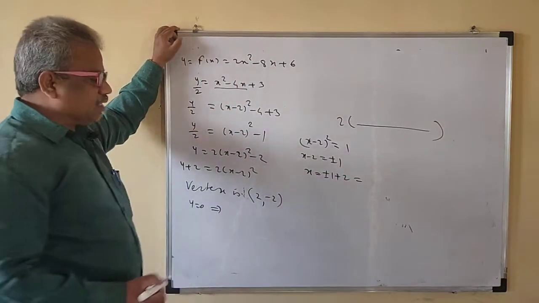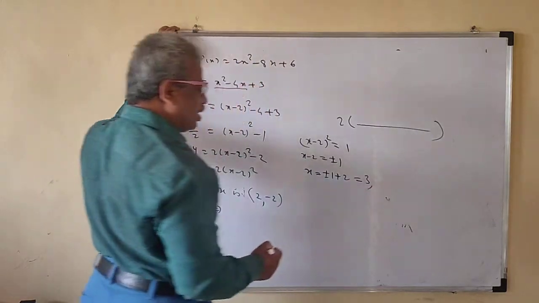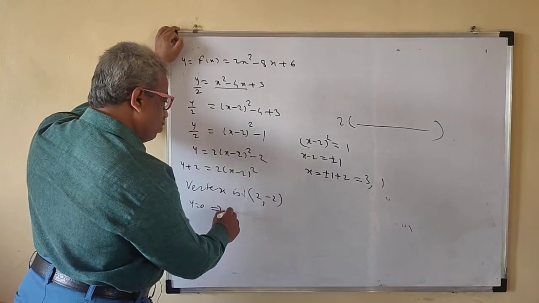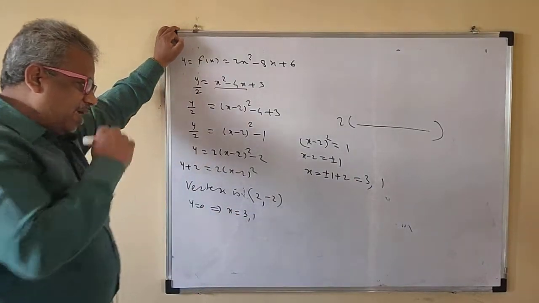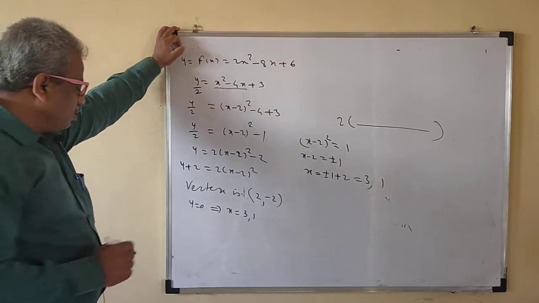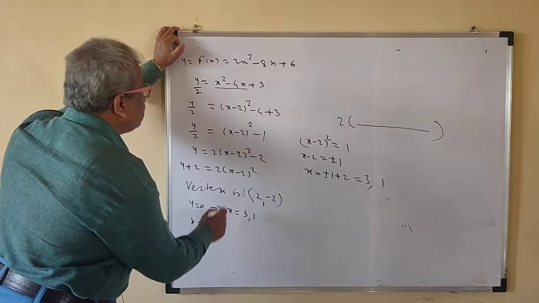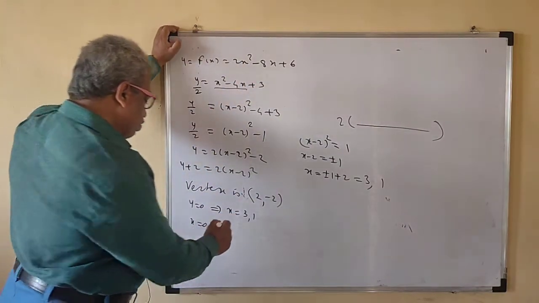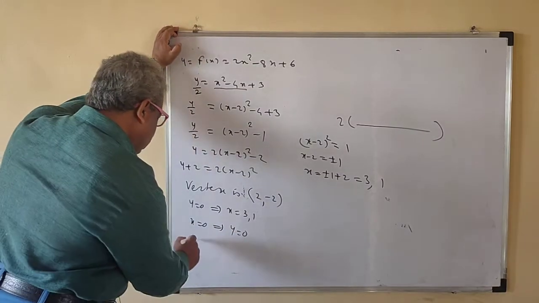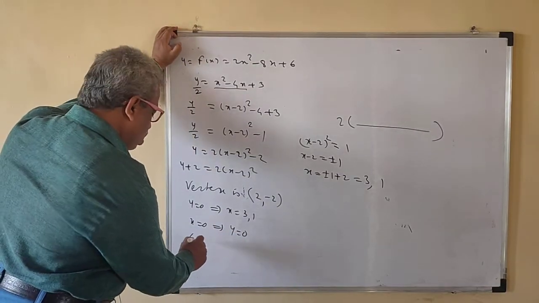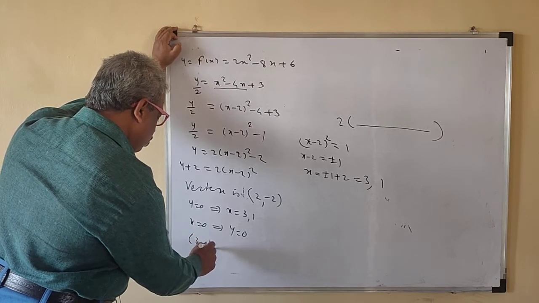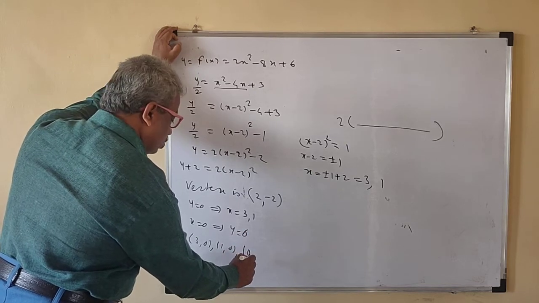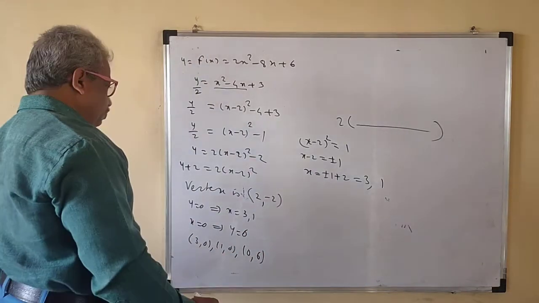If you take the plus sign, then this will be 3. And if you take the minus sign, then it will be 1. So that means x is equal to 3, 1. Now if x is equal to 0, you can put it directly here, and y is equal to 6. That means this graph is passing through (3, 0), (1, 0), and (0, 6).